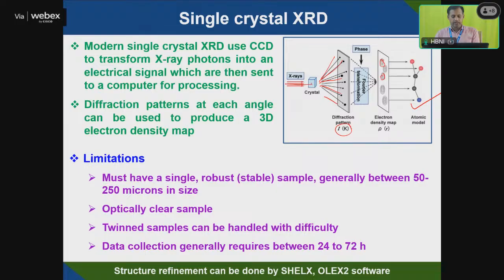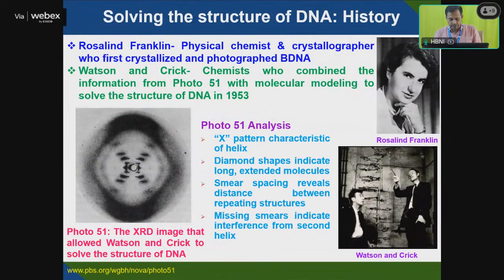And then data collection. In normal XRD, like conventional powder XRD, as I told, a 5 to even 15 minute scan will give a very good result. But in case of single crystal XRD, data collection requires 24 to 72 hours minimum. Once you get the information about the electronic structure, refinement can be done using different software. Like in powder XRD, generally we use FullProf. Here SHELX and OLEX2 software are available to analyze this type of single crystal X-ray analysis.